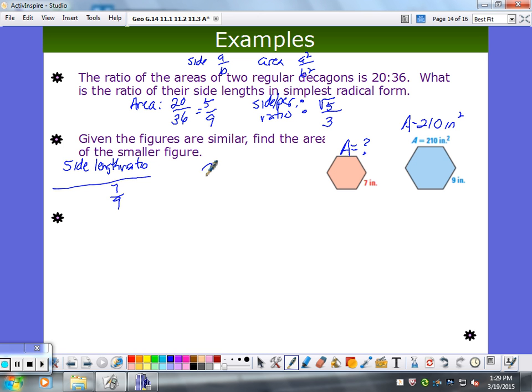Now if I want the area ratio, what's that? Yeah, just square them. Okay, so I know what their area ratio is, and that's going red to blue, 49 to 81. Well, I don't know the red one, but this one is 210, and they should be in that same ratio. So we set up the proportion. So 81x is 210 times 49.